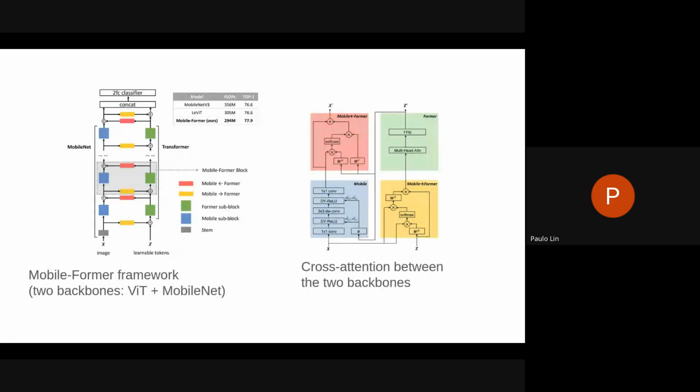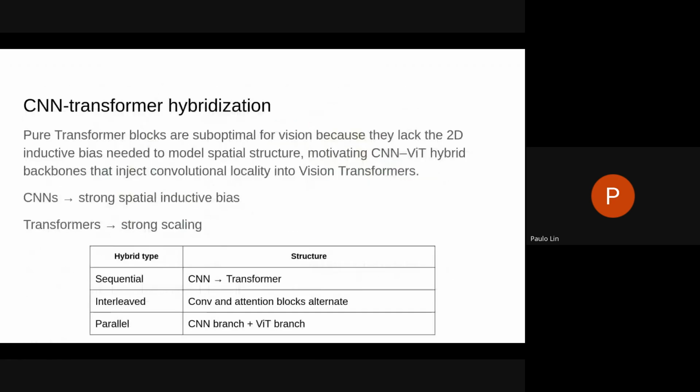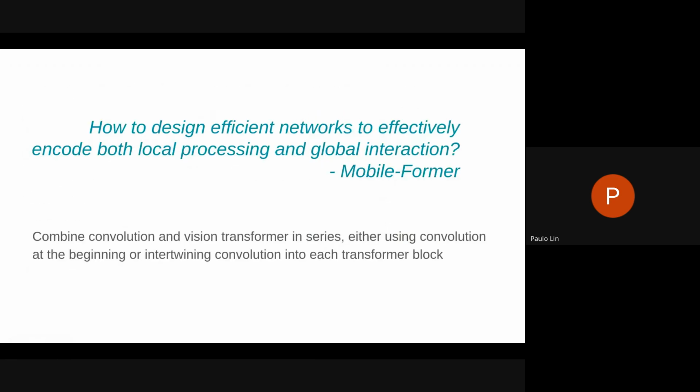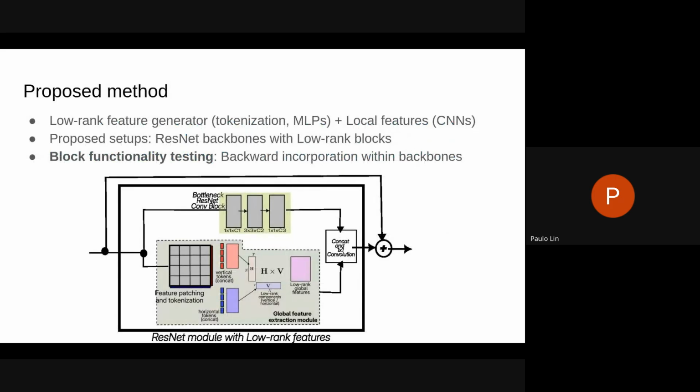So the problem I'm trying to address in my research is how to design efficient networks to effectively encode both local processing and global interaction. In this case, local processing corresponds to convolutional neural networks, and global interaction corresponds to using transformer-based blocks. So this is what I'm proposing to accomplish this.